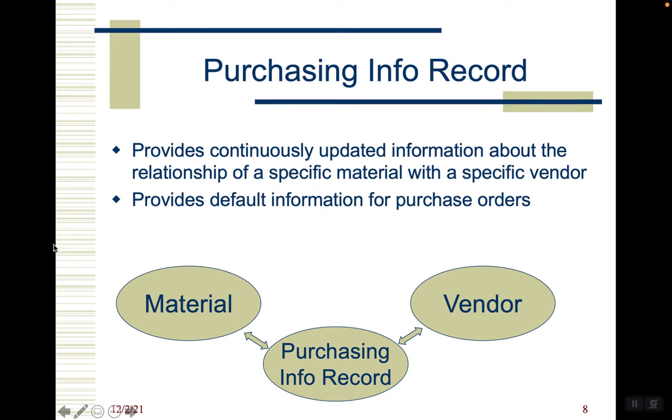What is created is something we call an info record. The purchasing info record is what we use to link a specific material to a specific vendor. Because ultimately, if we buy one product from 5 different vendors, that product to each of those vendors is represented in a relationship. That's the idea of the purchasing info record, which is created to capture the data that's unique to this relationship.